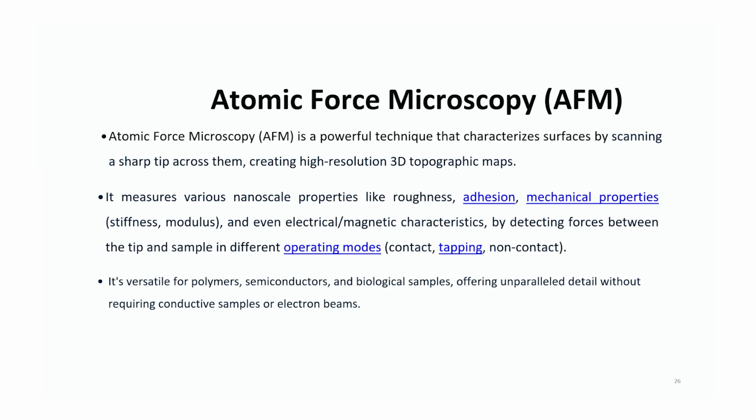Then it measures various nanoscale properties like roughness, adhesion, mechanical properties, stiffness, modulus, and even electrical and magnetic characteristics by detecting forces between the tip and the sample in different operating modes like contact, tapping or non-contact. I will be telling these in detail in my next slide. It is versatile for polymers, semiconductors and biological samples, offering unparalleled detail without requiring conductive samples or electron beams. So that is atomic force microscopy for you.